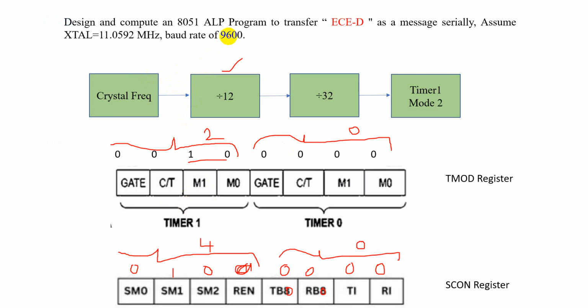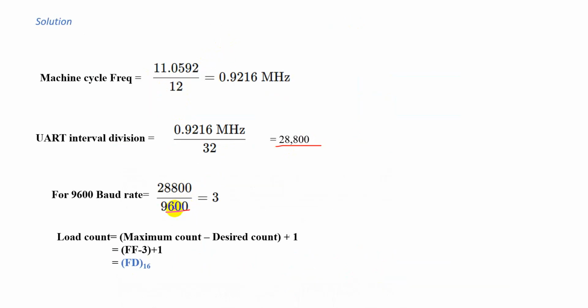In case the value becomes 4800, you have to divide by 4800. So you will get the value as 28800 divided by 9600, which gives 3. Now the load count means whatever value we are going to load in timer 1. The load count is the maximum count minus the desired count plus 1. The maximum count is FF.